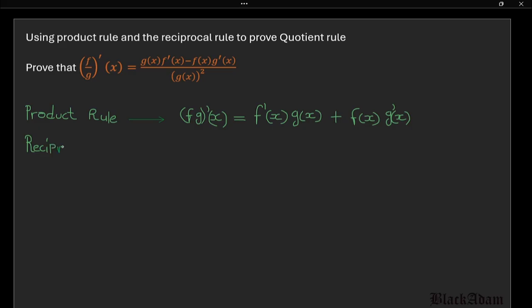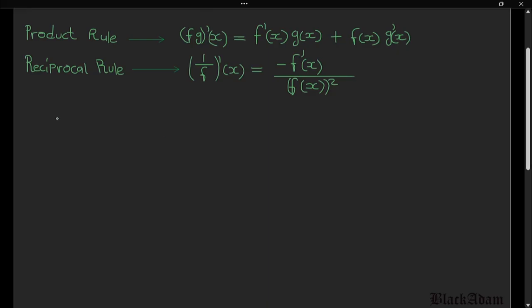And the reciprocal rule says if you have the reciprocal, 1 over function f, the derivative will be equivalent to the minus derivative of the function over the function itself squared. So that's what the reciprocal rule says. Then from there we have to prove. So this is our proof.